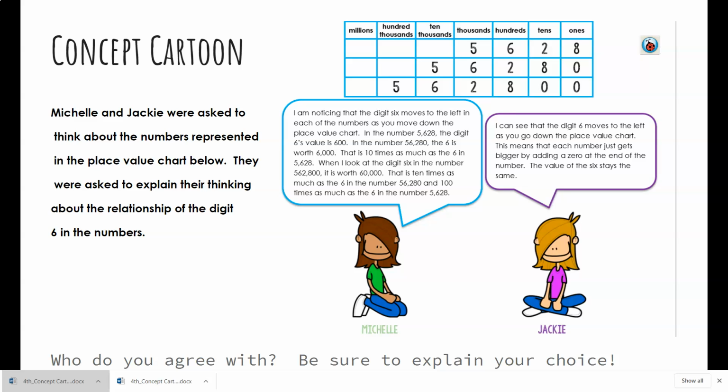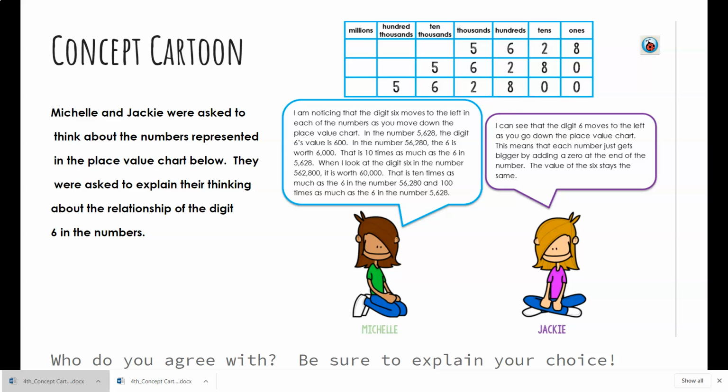Okay, boys and girls, you will probably need to read through that again, think through that really carefully to decide, yes, I agree with Michelle, or no, I disagree with her. Okay, so if we disagree with her, then we're going to agree with Jackie. So let's see what Jackie says. Jackie says, I can see that the digit 6 moves to the left as you go down the place value chart. This means that each number just gets bigger by adding a 0 at the end of the number. The value of the 6 stays the same. Okay, so we have two girls here, each with their own interpretation of this place value chart and the digit 6 in each of these numbers.